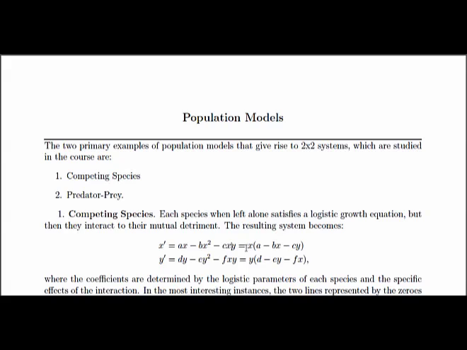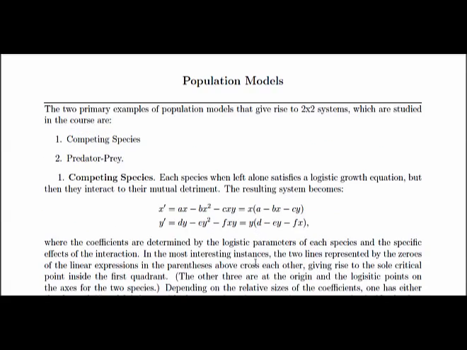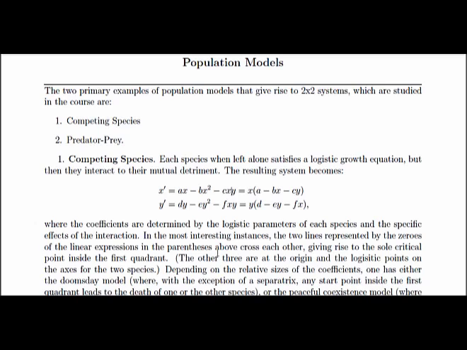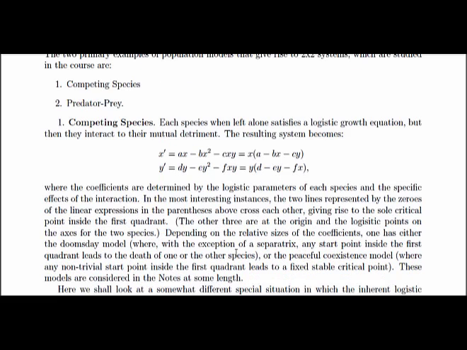And I factored out the common factors here. X is common in the first, Y is common in the second. The coefficients are determined by the logistic and the growth parameters of each species. The A and D are the growth parameters, the B and the E are the logistic parameters, and the C and the F are the parameters determined by the interaction.